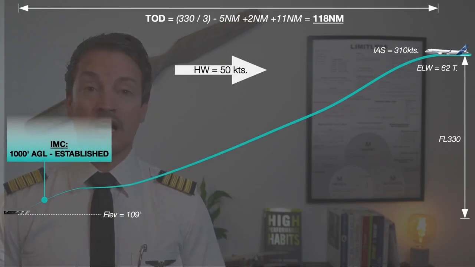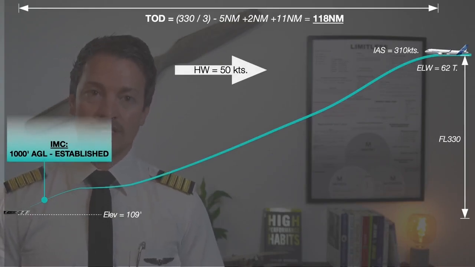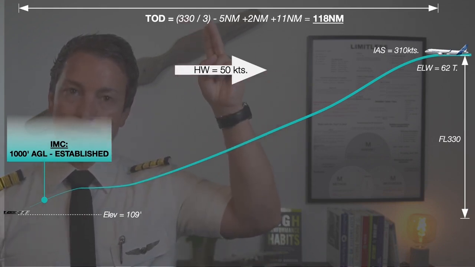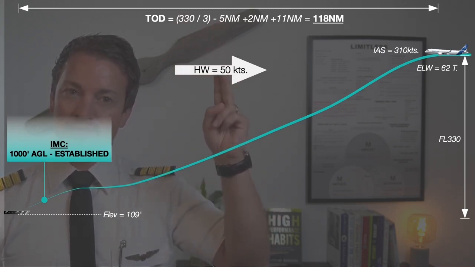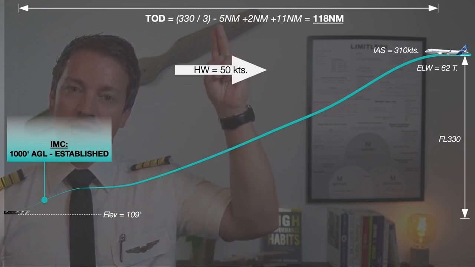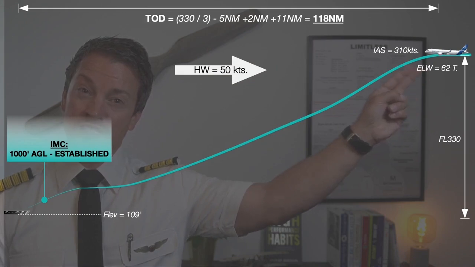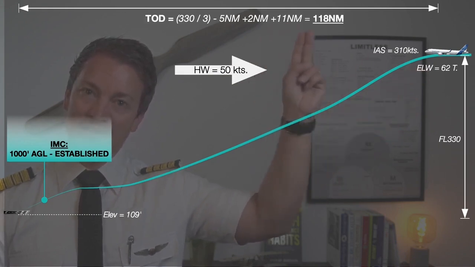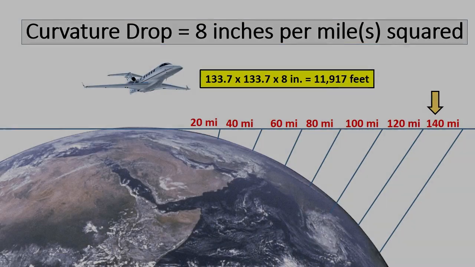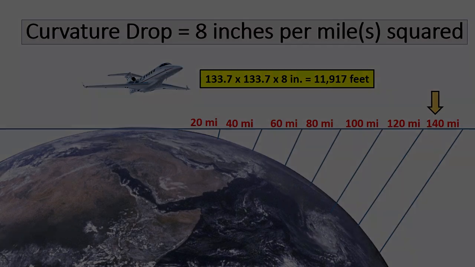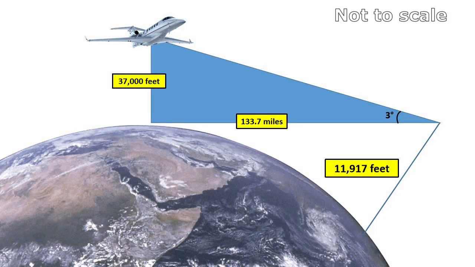But in determining top of descent and descent management, and as we already discussed, a pilot does consider the elevation of the airport and the traffic pattern altitude, which is typically around 1,000 feet. The pilot makes adjustments for wind direction and weight of the aircraft. But a pilot never makes an adjustment for the curvature drop. Do you see what would happen if we lived on a globe and the pilot did not consider curvature drop? In our example, the runway would be 11,917 feet lower than the pilot originally calculated.